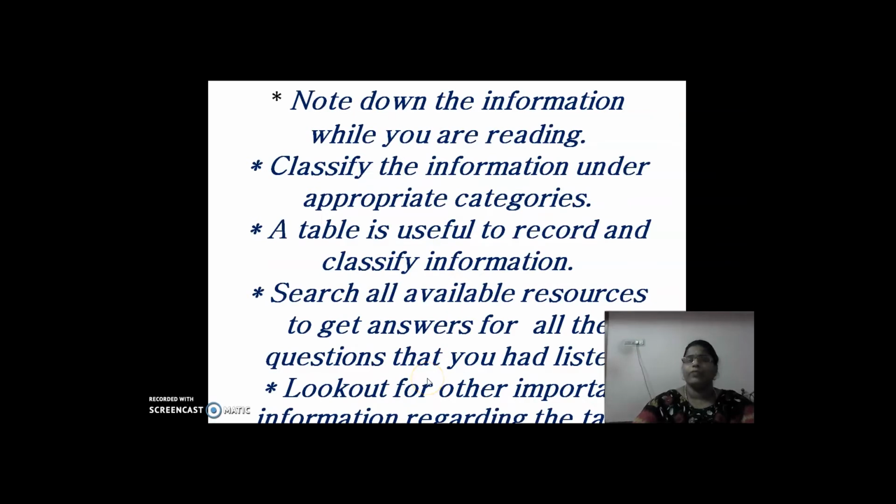What is the next one? Note down the information while you are reading. Classify the information under appropriate categories. A table is useful to record and classify information. Table means what you know and what you do not know columns. You have to mention it this way.